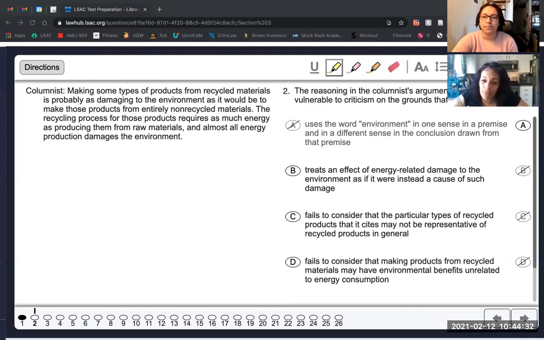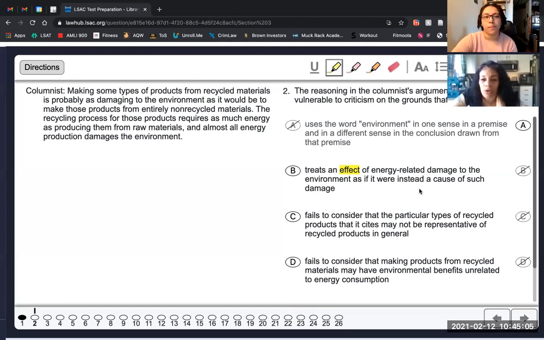Okay. I'm probably gonna hold off on B because it does talk about the effect of the energy damage. Yeah, it talks about the effect. So I'm gonna hold off on B. Let's see what C has. C: fails to consider that the particular types of recycled products that it cites may not be representative of recycled products in general. So let me read the question again.